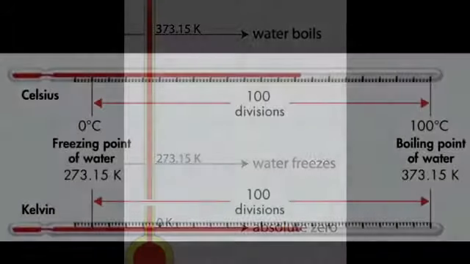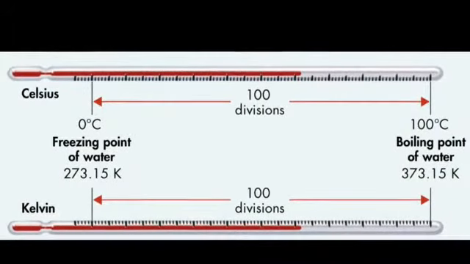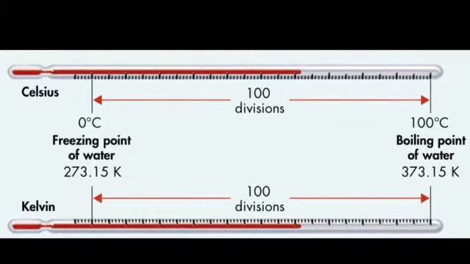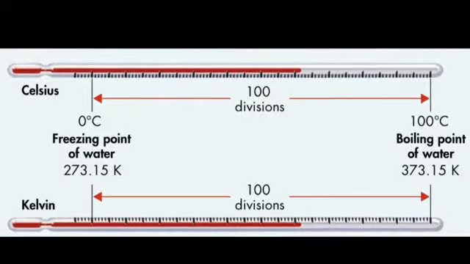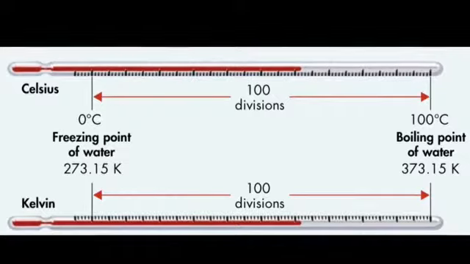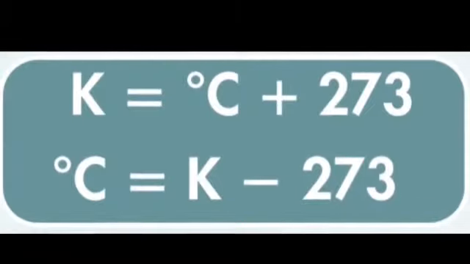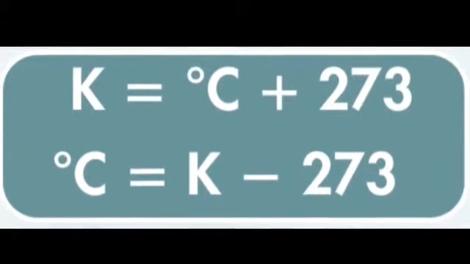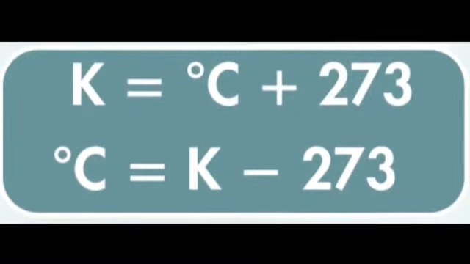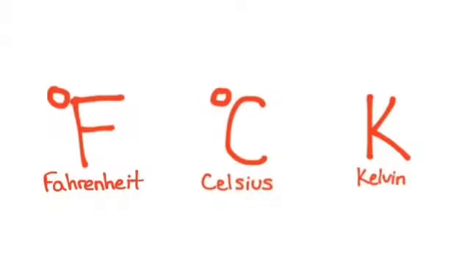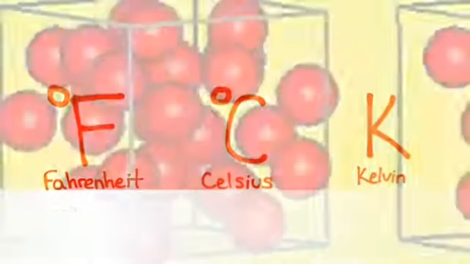The Celsius scale and the Kelvin scale are very comparable. A change of 1 degree Celsius is equivalent to 1 Kelvin on the Kelvin scale. Here is a helpful equation. Notice how both the Fahrenheit and Celsius abbreviations include a degree sign, but the Kelvin scale does not.